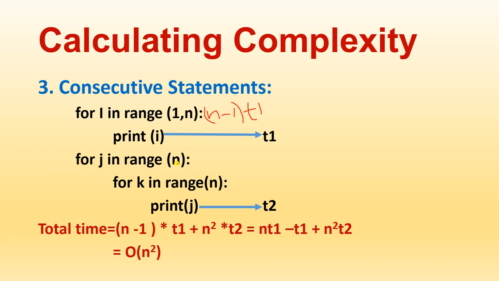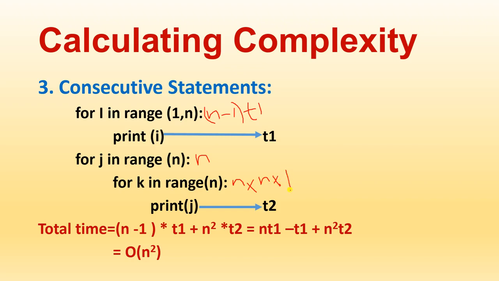Again for j in range n, so here it will calculate till n. Now again for k in range n, and inside it the printing statement, print j. So this t2 is the constant one. So this is the nested loop. In the previous slide you noticed that when there is a nested loop, then you have to multiply it. So here this n multiplies with n and multiplies with t2.